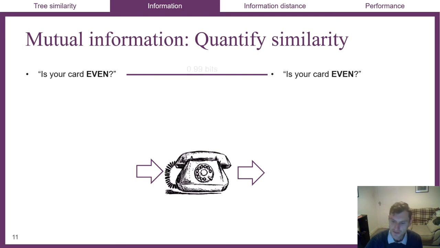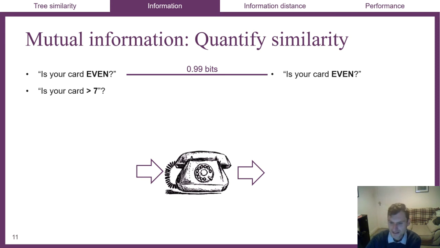So imagine now that I'm asking you questions, but it's a bit of a noisy phone line, and you might mishear what I'm asking you. So the first question I ask, is your card even? Well, you hear me correctly. So actually the question that I'm asking is the question that you think I'm asking, and there's a lot of mutual information because these are the same question. There's as much mutual information as possible.